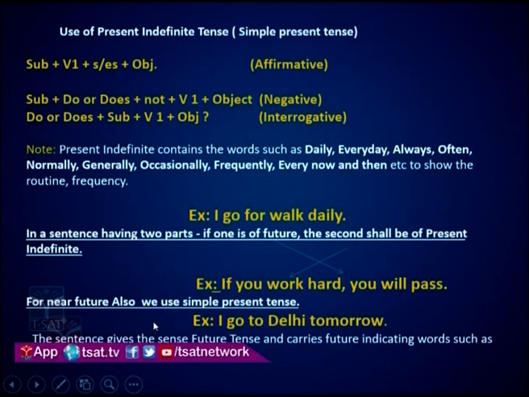Next, for near future also we use simple present tense when we talk about near future. For example, "I go to Delhi tomorrow." You did not go, you are going to Delhi tomorrow. This is not simple future, it is in simple present only. The sentence gives the sense of future time. We are talking about future time, tomorrow. The action did not happen, it's going to happen tomorrow. It carries future-indicating words such as tomorrow, next, etc. But don't get confused, because even though tomorrow is there and it is future time, it is simple present tense.